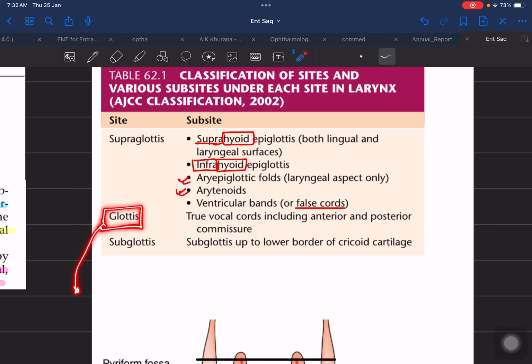However, after having spread to surrounding tissue, nodal metastasis may occur, but the chances are less since vocal cord do not contain lymphatics. So we talked about what?